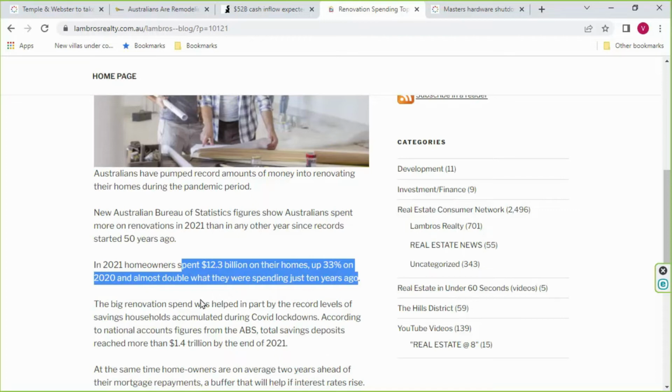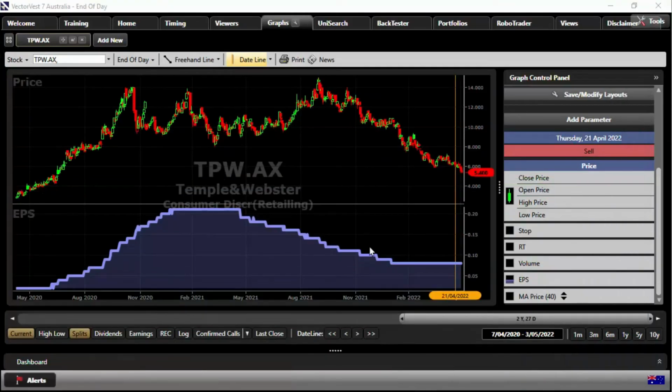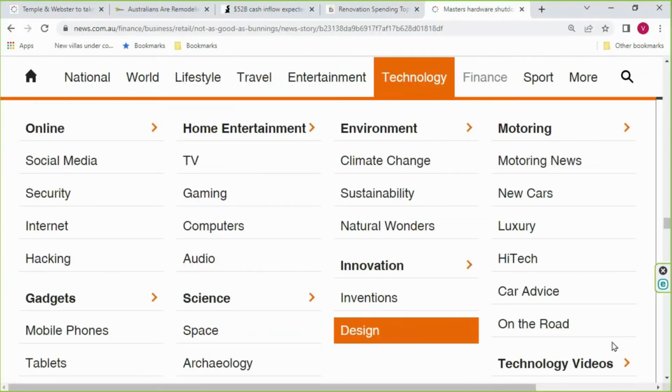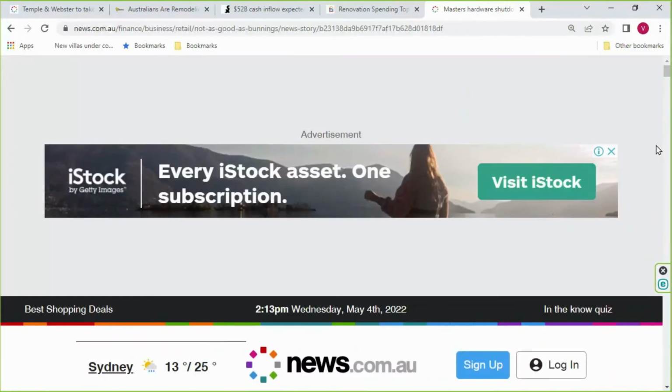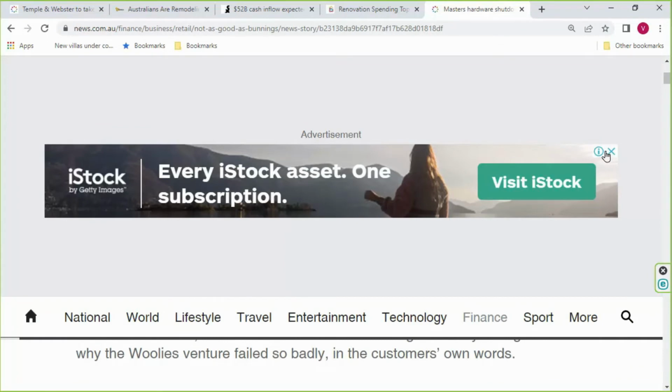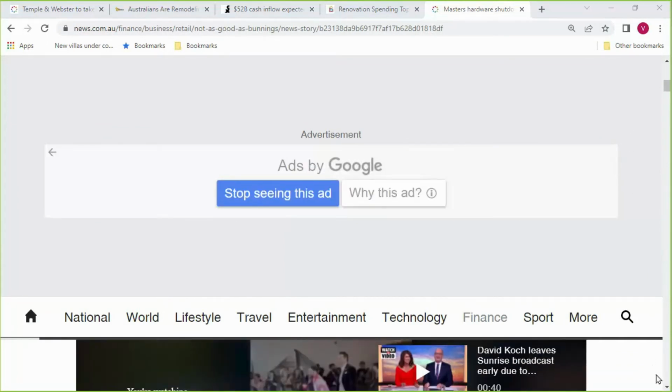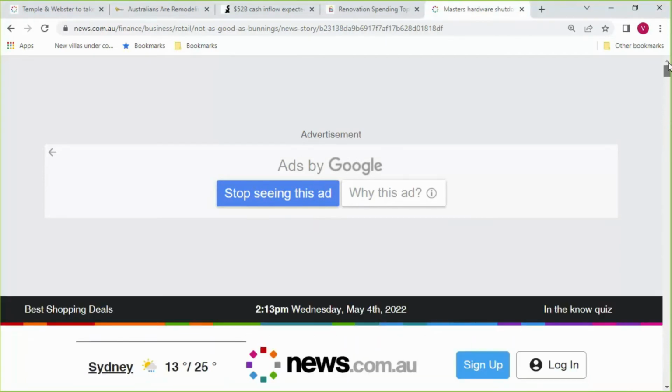All right, so big lucrative industry. You can see the attraction for Temple and Webster. We come back to their share price, their earnings, and management stepping into this industry to turn those earnings around. Now, we all remember what happened. Now, let's see if I go back here. Remember what happened here. Let's see if I can close this advertisement and jump out of here. Let's close it out. See if it allows me to view.